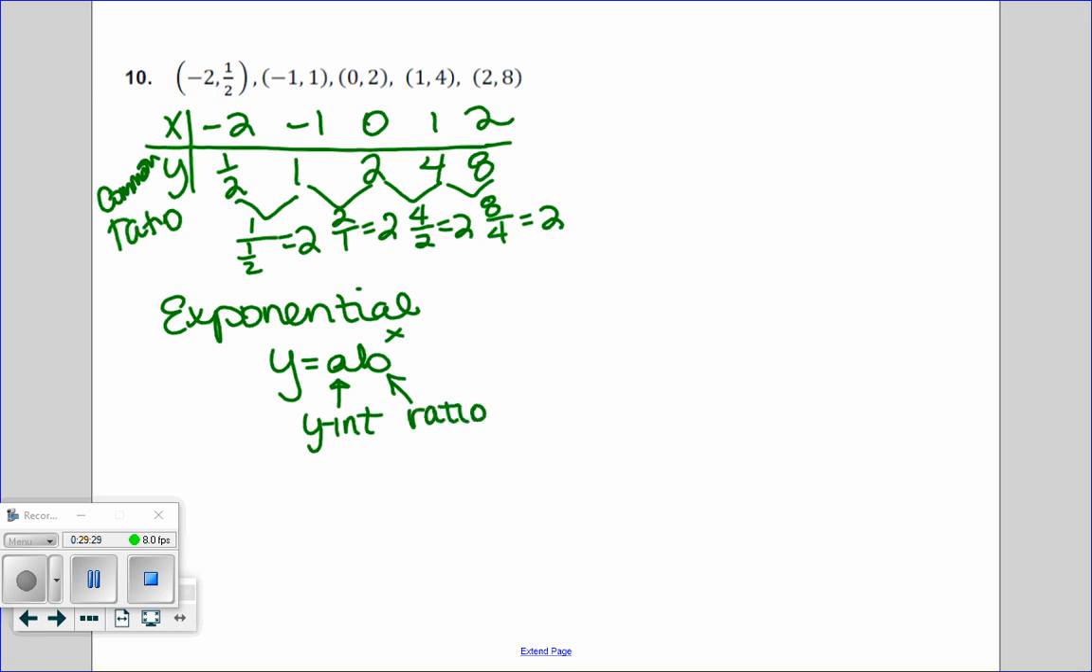Okay? So did they give us our y-intercept? Is that one of the points that we were given? Yes. What's our y-intercept? 2, right? So we were given that y-intercept right here. So we know a has to be 2.